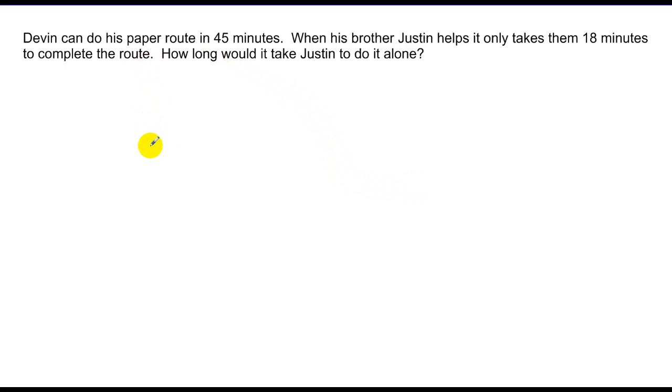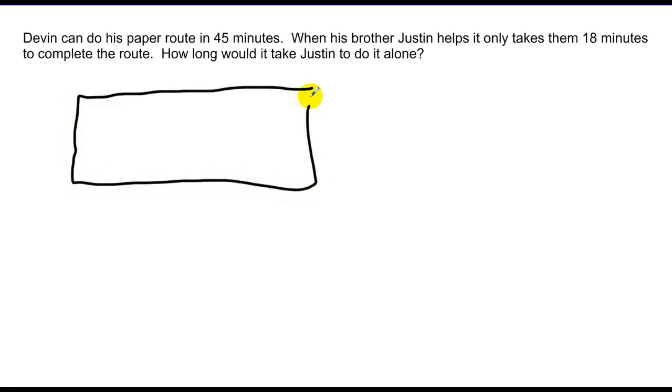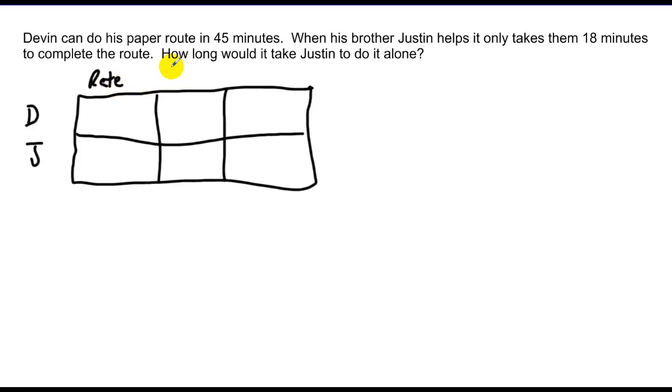Similar problem, we've got Devin and his brother Justin on a paper route. Set up my same chart. We put in our work rate, time worked, work done. Alright, and it says Justin can do his route in 45 minutes, so that automatically gives me his work rate. He does 1/45 of the job per minute.